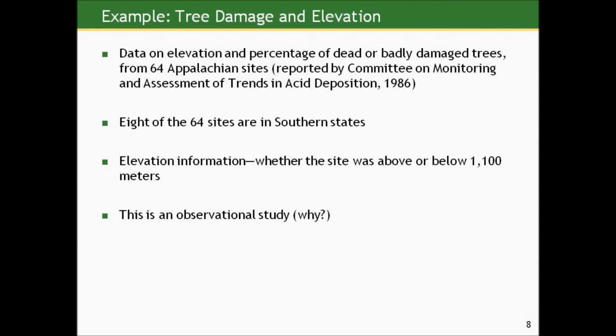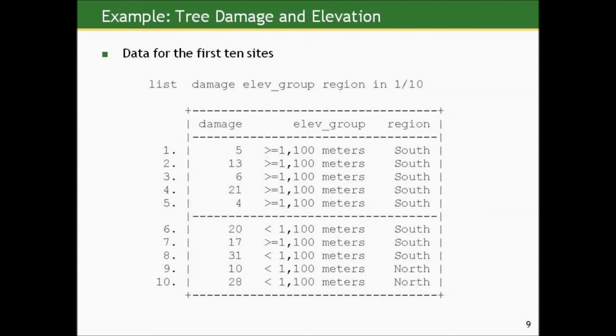So we have information on a continuum from 0 to 100% of the percentage of dead or badly damaged trees at each plot. And then we also have elevation information about each site, and basically whether it was above or below 1,100 meters. So this is certainly an observational study. We can't randomize these sites to different elevation groups. We have to take them as they are. And this just shows it listed in Stata. For each of the 64 sites, I have a number that quantifies the damage, the percent damaged.